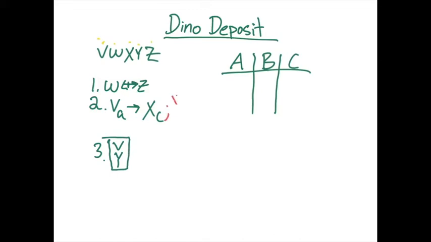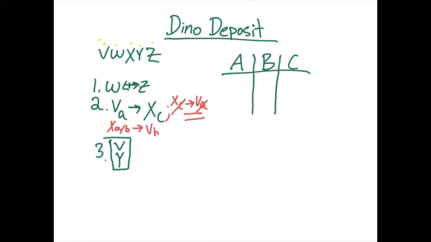Now, to take the contrapositive of Rule 2, we would say if X isn't in Museum C, then V is not in Museum A. But what does that mean? Well, let's translate that first part. If X is not in C, it means it's going in A or B, because if you're not in C, you're going to be in A or B. So if X is going in A or B, then what happens? Well, then we've been told that V doesn't go in A. If V doesn't go in A, that means V is going in B or C.